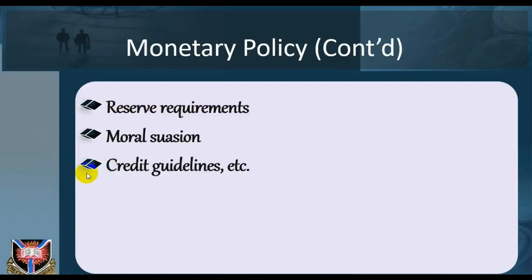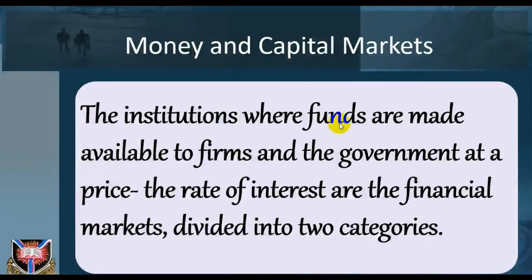Money and capital markets. Where expenditure exceeds the receipts of firms or the government, the deficit has to be bridged by borrowing. The institutions where funds are made available to firms and the government at a price, that is the rate of interest, are the financial markets. Because finance is required by different types of firms, by the government and by nationalized industries for different purposes and for different periods of time, there is a great variety in the types of loan available and in the institutions providing or arranging such loans.